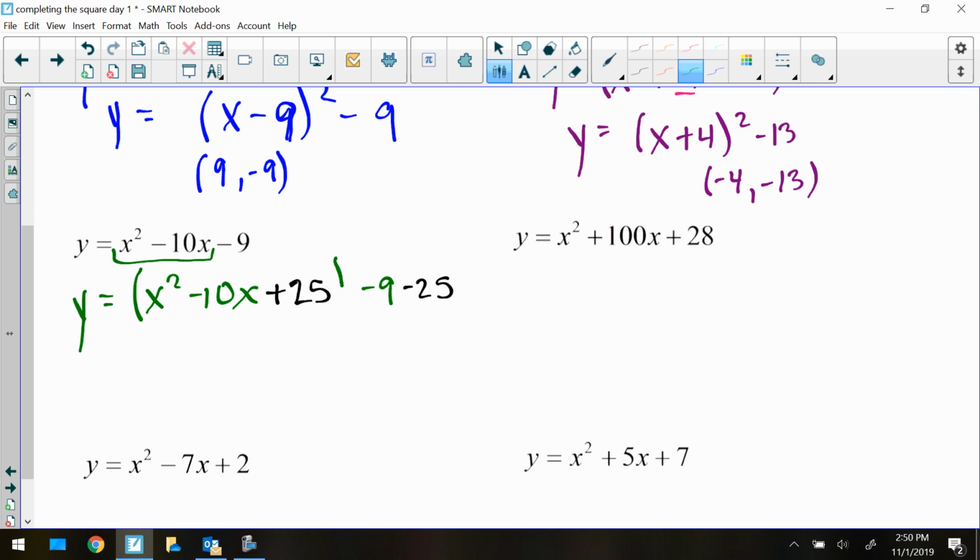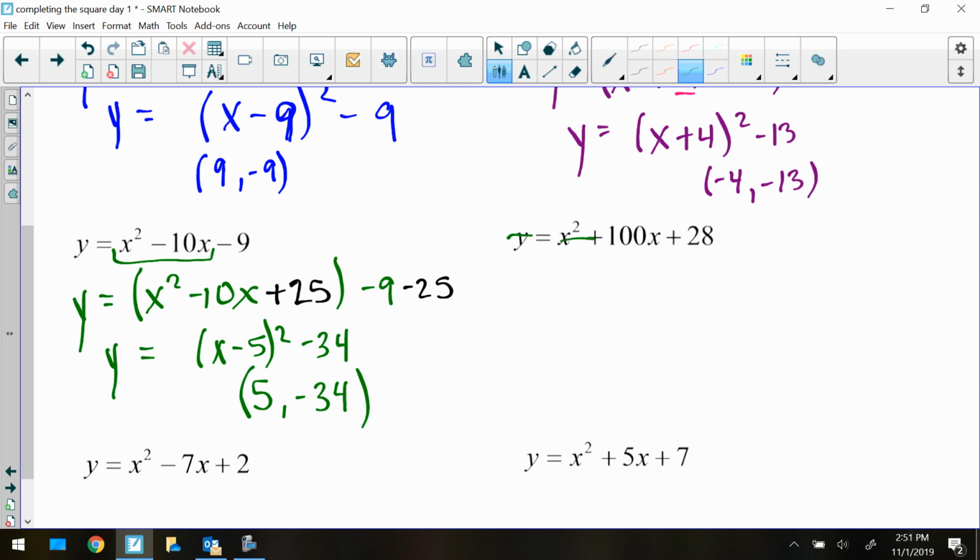So these 3 terms make the square. Our square is x minus 5 squared. And minus 9 minus 25 ends up being minus 34. So the vertex is 5, negative 34.